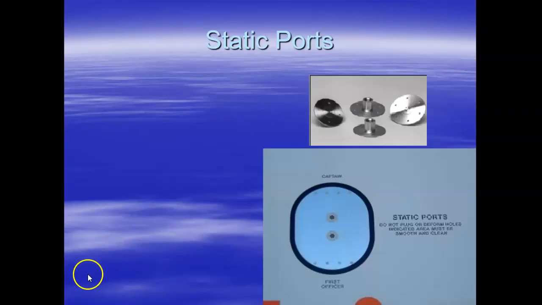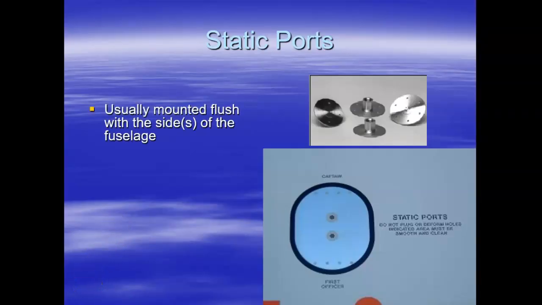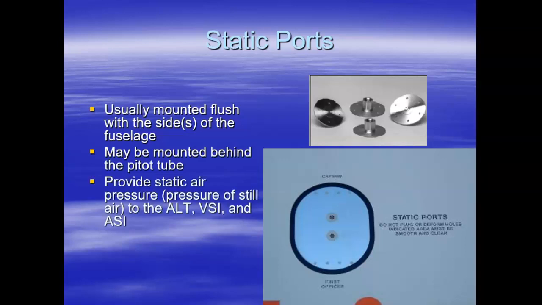The static ports are usually mounted on the side of the aircraft where the air is relatively still, flush with the fuselage. They also may be mounted behind the pitot tube on some aircraft. The static ports provide the static air pressure, or the pressure of still air, to the altimeter, the vertical speed indicator, and the airspeed indicator.